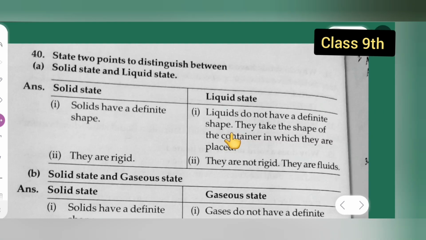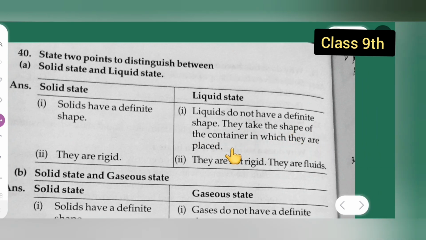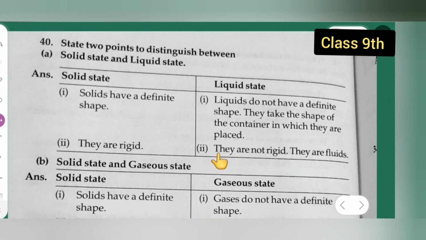Next is, state 2 points to distinguish between the solid state and the liquid state. Solid state has definite shape, they are rigid. Liquid state does not have definite shape, they take the shape of the container in which they are placed. They are not rigid, they are fluid.